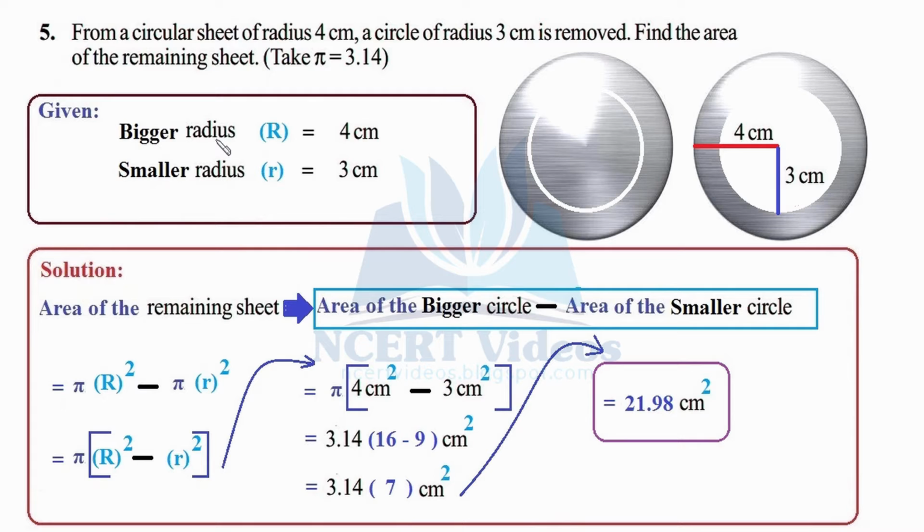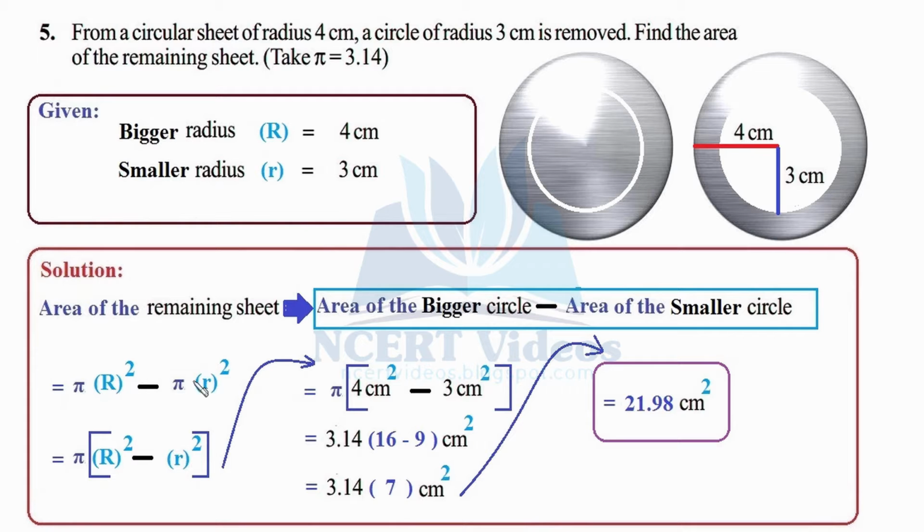So given is the bigger radius, which we will denote with capital R because it is bigger. So R is 4 cm. The smaller radius, that is small r, equals 3 cm. First of all, we will find their areas individually. Again, in the solution part, the area of the remaining sheet will be the area of the bigger circle minus the area of the smaller circle. Now there are two ways. The first way is longer and we have avoided it. That is where you find individual areas and then subtract. But we will use algebraic ways in order to solve it.